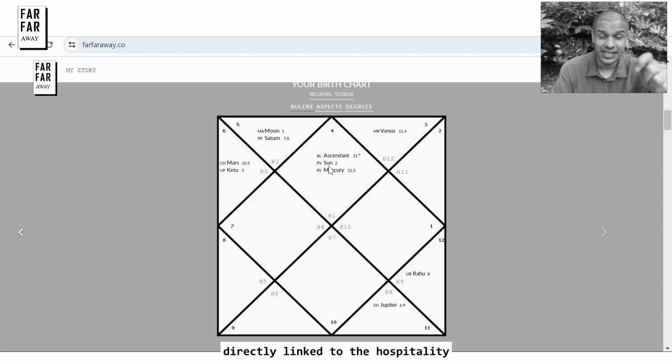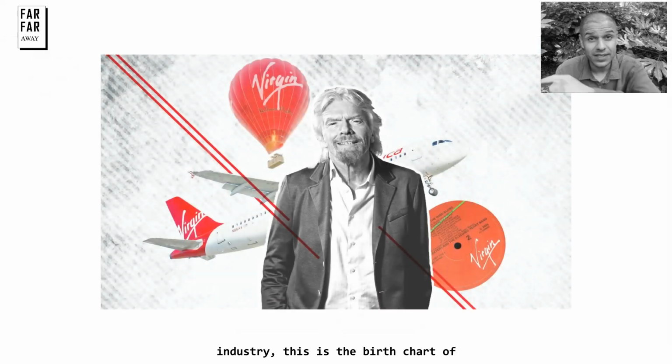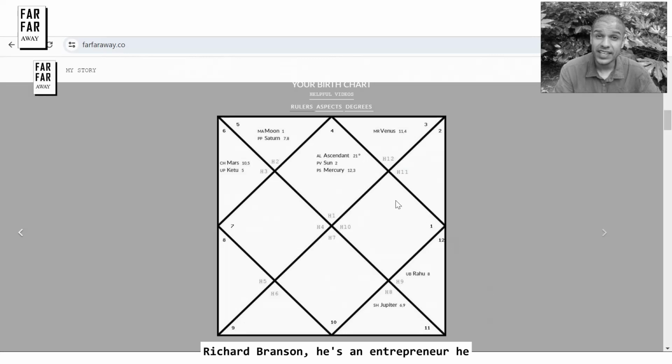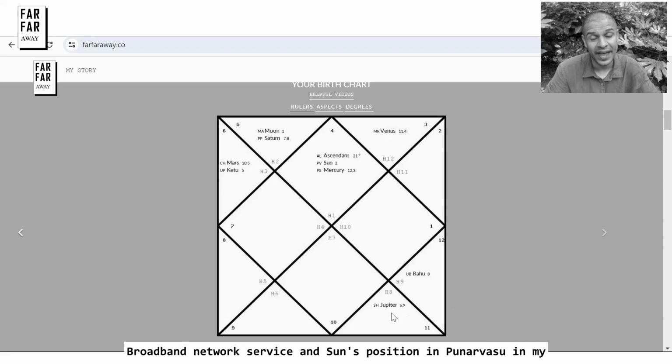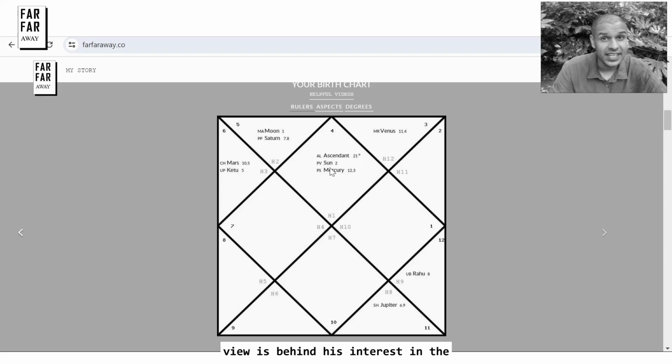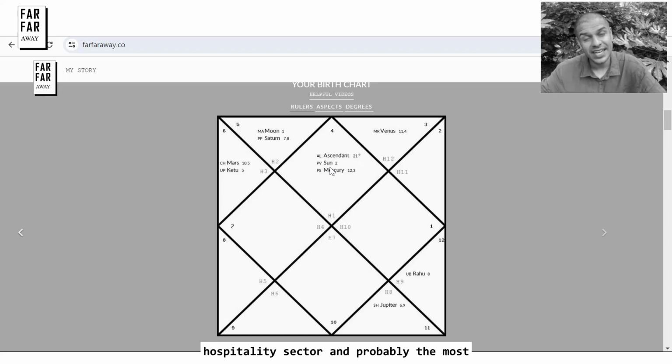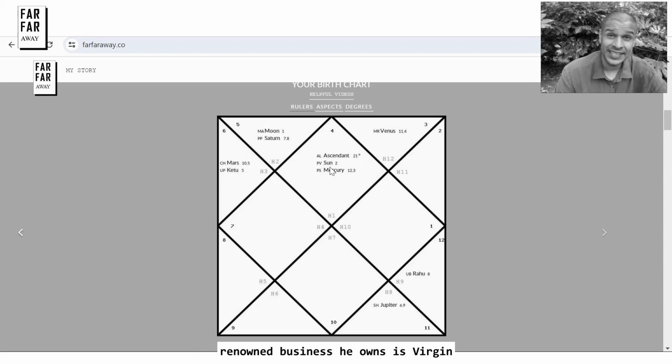This is the birth chart of Richard Branson. He's an entrepreneur. He had his first business as Virgin Records that is directly linked to the position of Venus in Nakshatra. Jupiter in the 8th in Shatabisha, his mainstream business now is the broadband network service. And Sun in Punarvasu, in my view, is behind his interest in the hospitality sector. And probably the most renowned business he owns is Virgin Airlines.